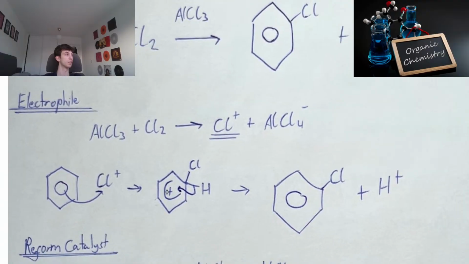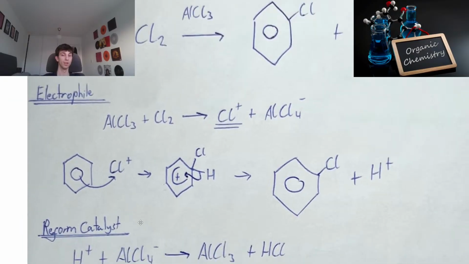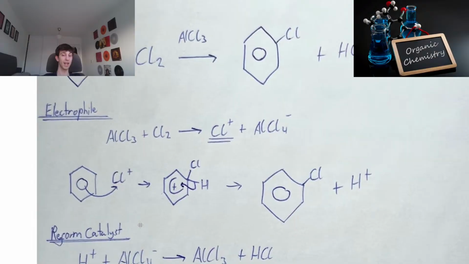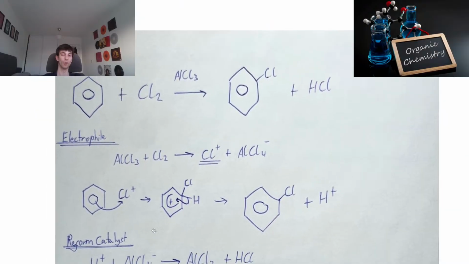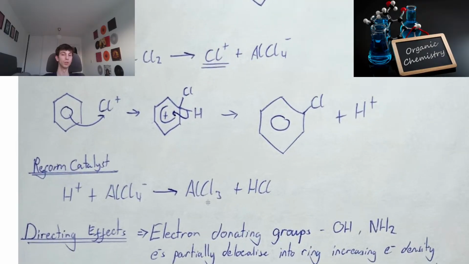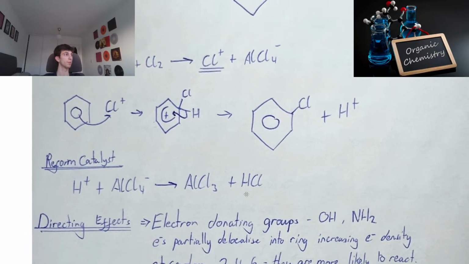So reforming the catalyst, because we're left with this H plus, we're going to have our H plus plus the AlCl4 minus going to reform that halogen carrier plus HCl. Nothing scary here, guys. Just reforming the catalyst. We know we need to do this, and we aren't going to be left with this H plus floating around in these substitution reactions.